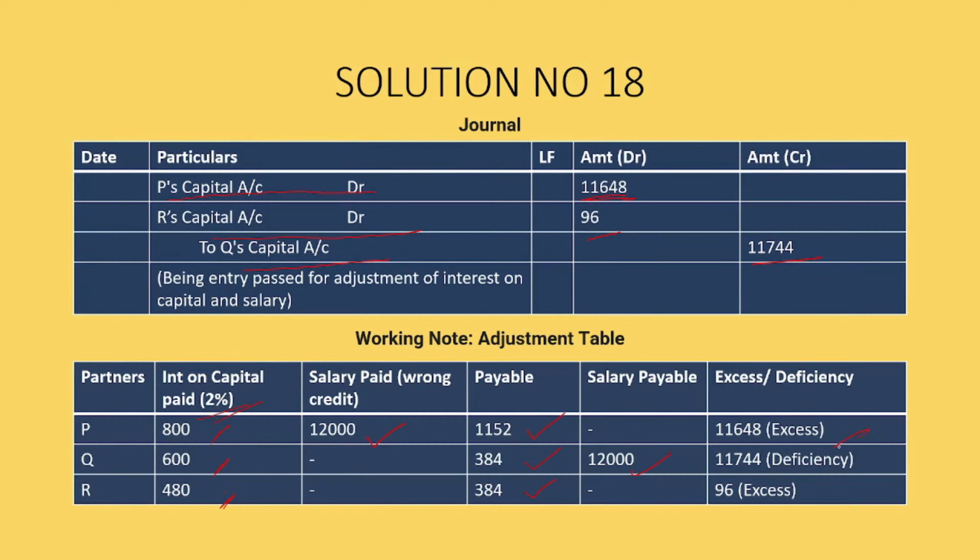So what we see is extra payment has been received by P, 11,648, and a deficiency of 11,744 for Q, and excess has been received by R, 96 rupees. Therefore, the equation stands as P's capital account debit 11,648, R's capital account debit 96, and Q's capital account credit 11,744. So this is the final journal entry, of which this is the working note.